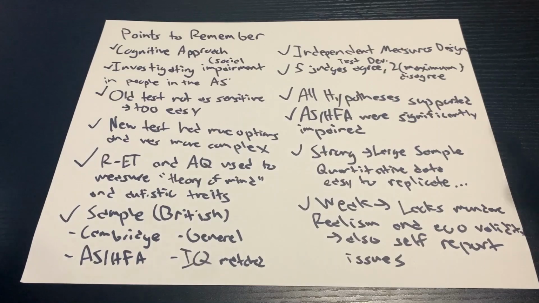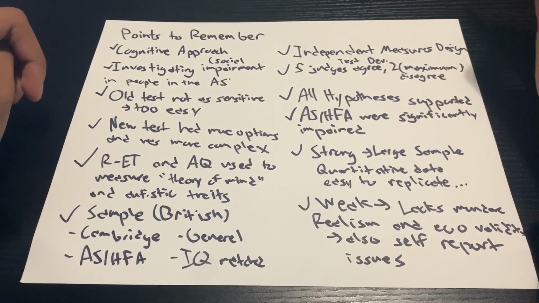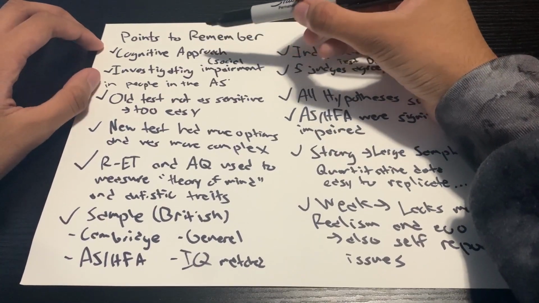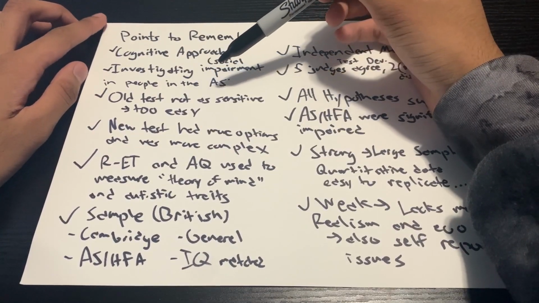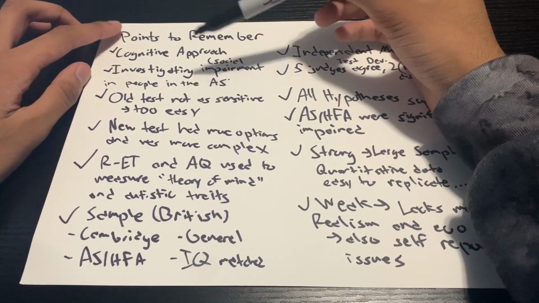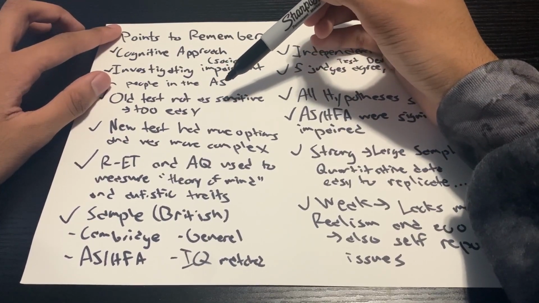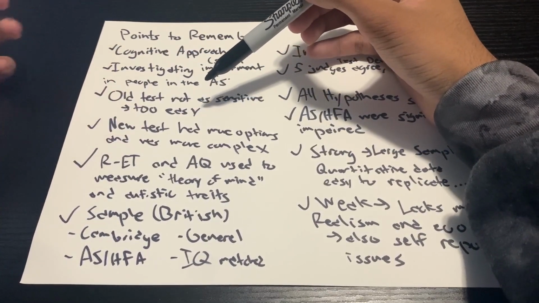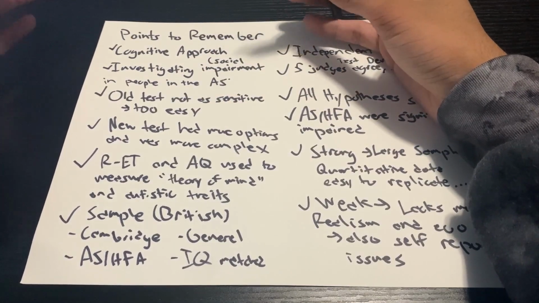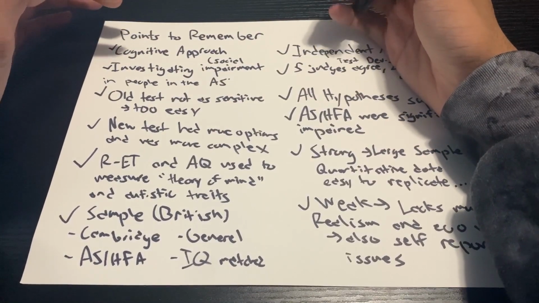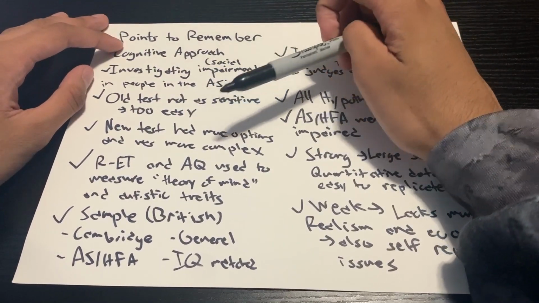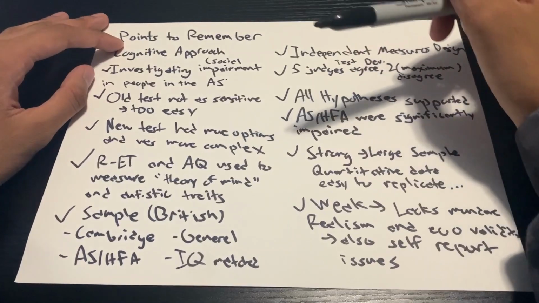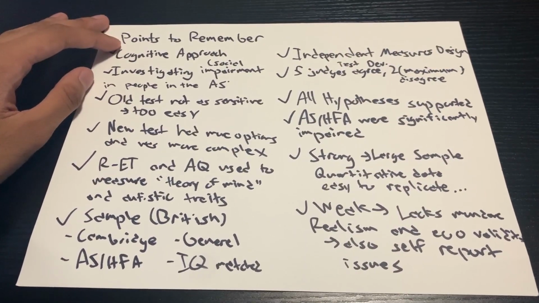Okay, so here were some points to remember in Baron Cohen. First, it was the cognitive approach. It investigated social impairment in people within the autism spectrum. The old test was not as sensitive. It was way too easy, again, because of the two options, the directional answers and the very opposite target answers. The new test had more options and was more complex, which just made it more sensitive.